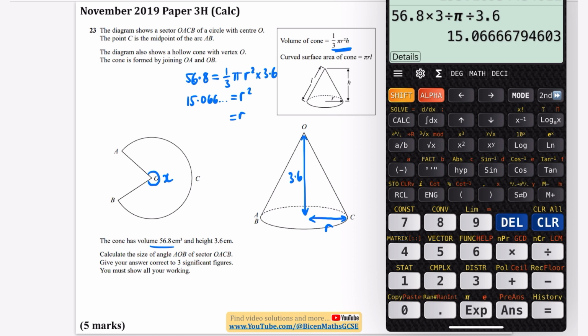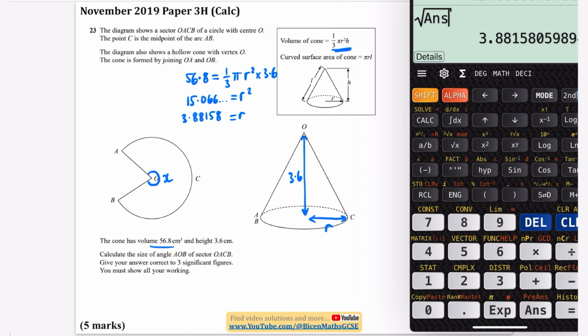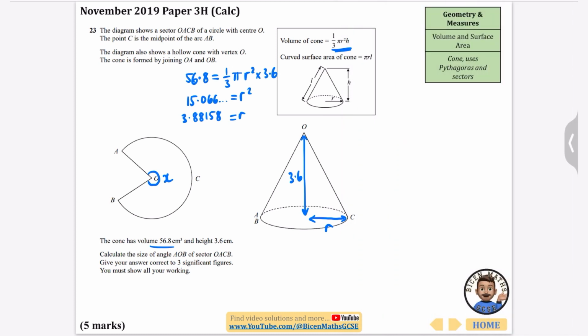So to find out what r is equal to, I'm going to do the square root of that on my calculator. And I'm going to write a few decimal points here. I'm going to say that the radius is 3.88158, just in case I need some of those extra bits at the end. So now I've actually worked out that this value is the radius. I'm going to just quickly erase this bit down at the bottom. And I'm now going to say that it is 3.88158. And I'll highlight that to make it clear that this thing is going to be used in this part.